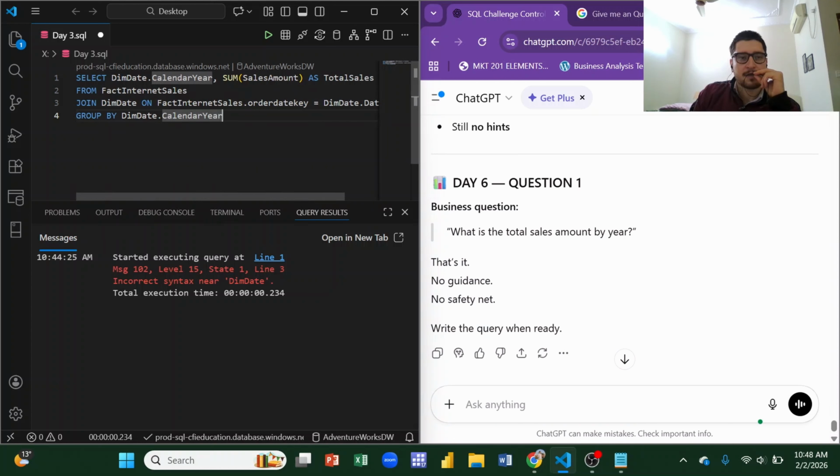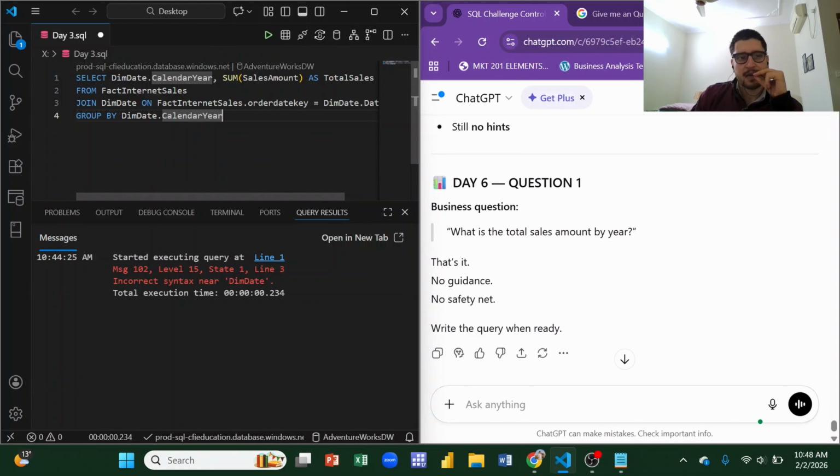So what I have done is, first of all, I have written from fact internet sales table, because we will be focusing on the total sales amount. Then I have selected from the dimension table of date the calendar year column, and then I have summed the sales amount as total sales.